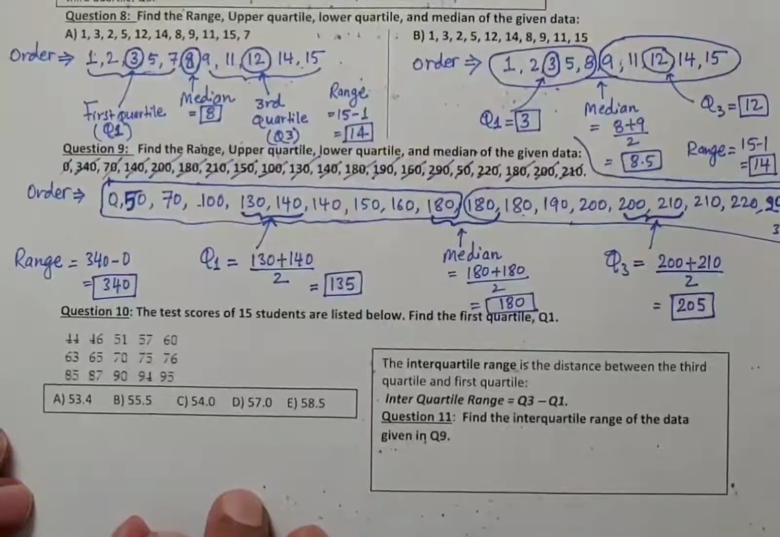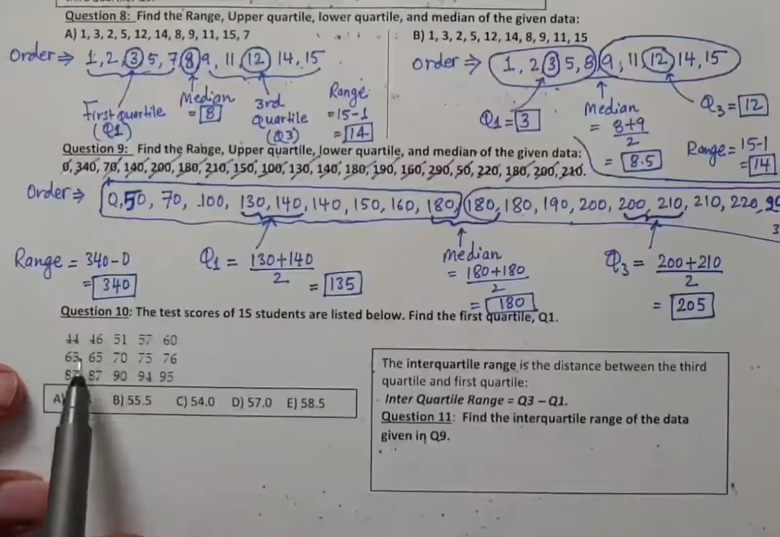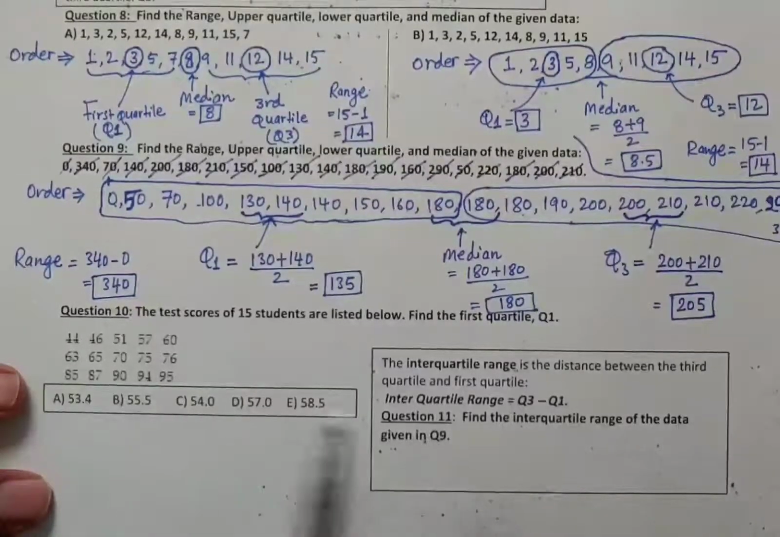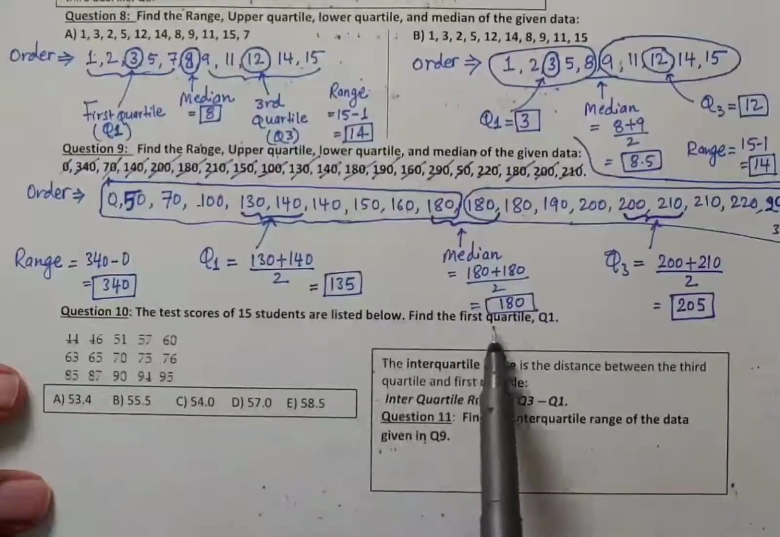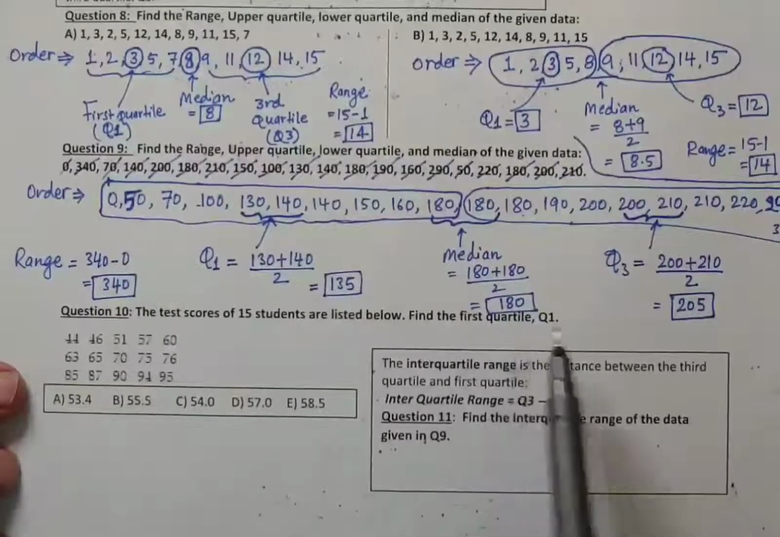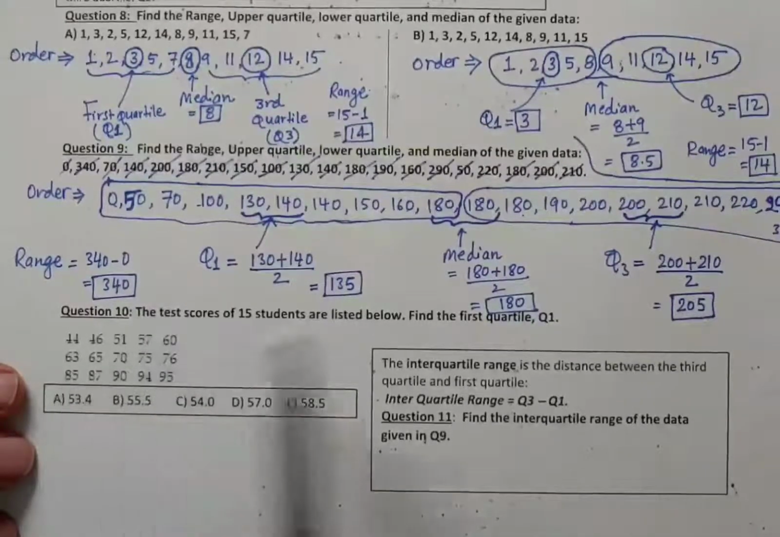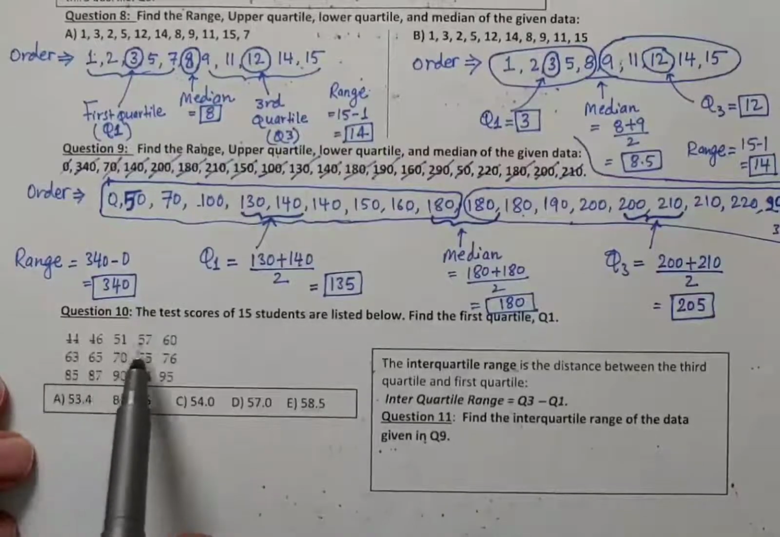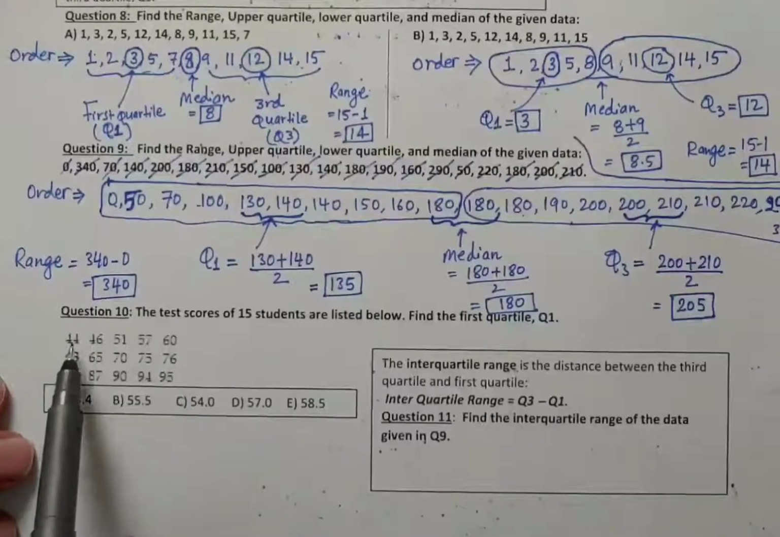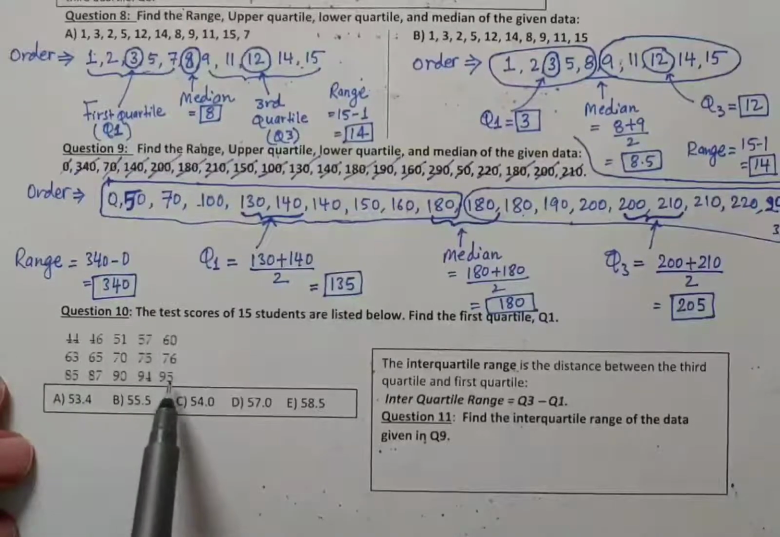Now I guess this is the last question. We have one more. The test scores of 15 students are listed below. Find the first quartile. Now we just need the first quartile. So this is in order. 44, 46, and so on. So we got how many? 1, 2, 3, 4, 5, 6, 7, 8, 9, 10, 11, 12, 13, 14, 15 numbers, right?